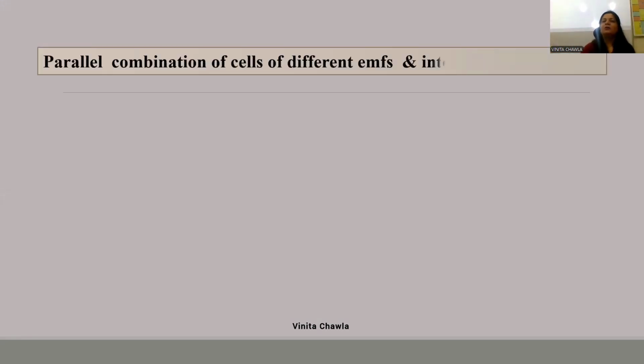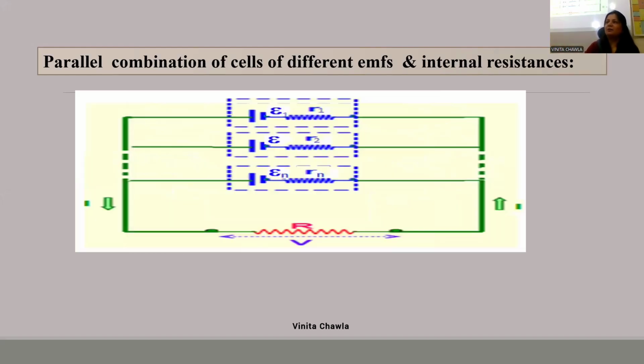Next, we have parallel combination of cells of different EMFs and different internal resistances. So let's consider again n number of cells we have of different EMFs, E1, E2, E3 to En, of different internal resistances, small r1, small r2, small r3 to small rn. Okay, now we have connected all the cells in parallel. So when we connect all the cells in parallel, we know that terminal potential difference remains the same in parallel circuit and current changes. We have different values of I, but same value of V this time.